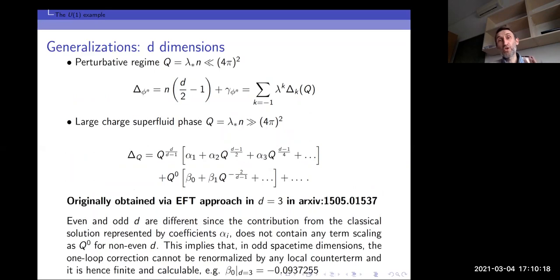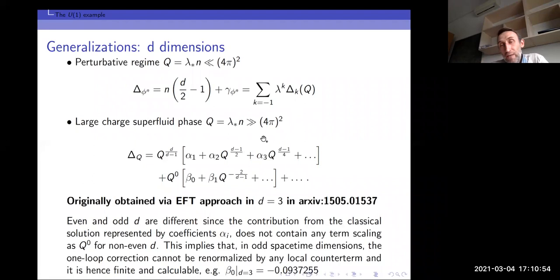I just wanted to mention a few generalizations of these results to d dimensions. So far we talked about, if you remember, the Wilson-Fisher fixed point in 4 minus epsilon dimensions. Epsilon is small, but if you go away from being close to 4 dimensions, this result generalizes as follows. In the small charge limit, the perturbative limit, we will always find a Taylor power series in this Hopf expansion I mentioned to you.